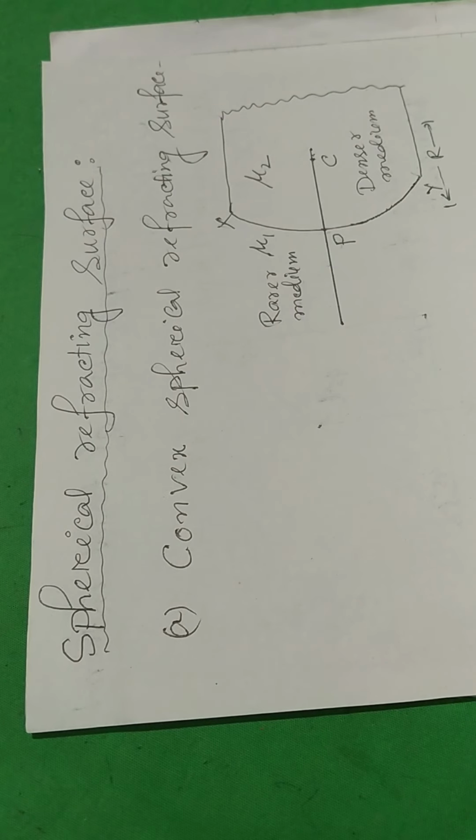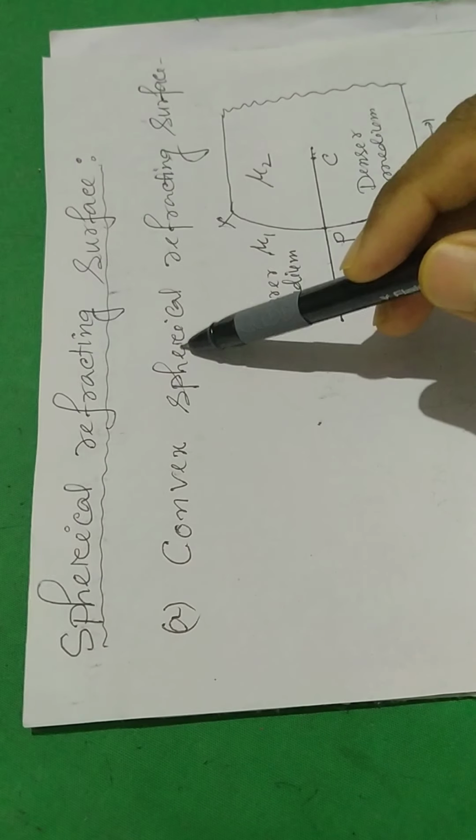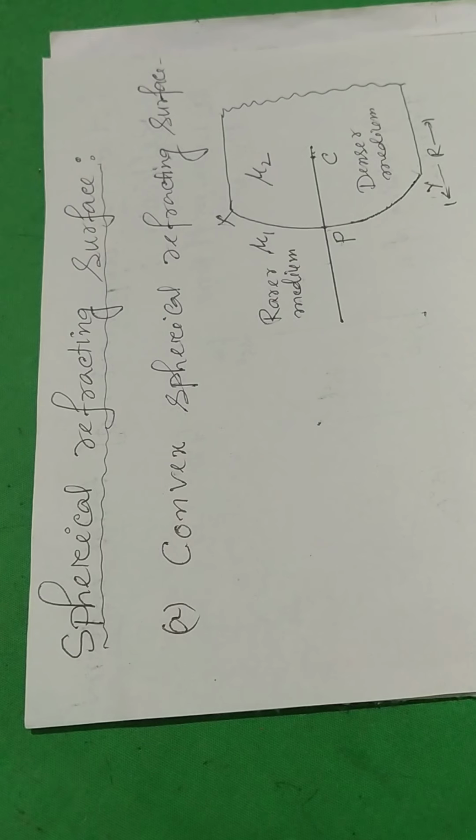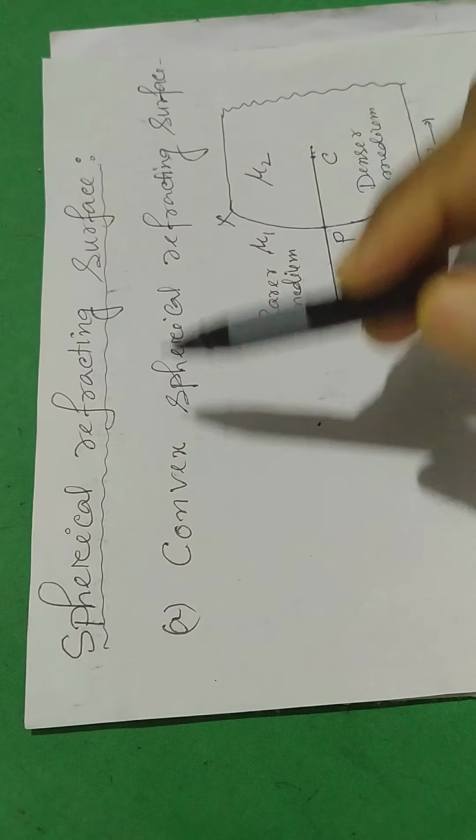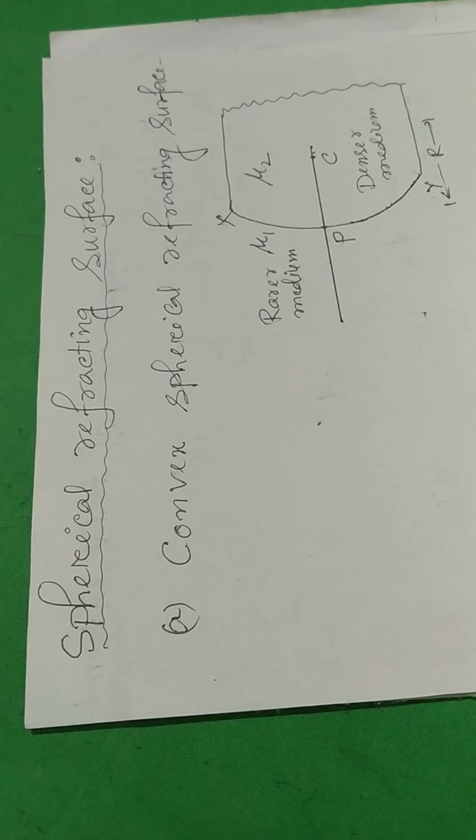The spherical refracting surfaces are of two types. Number one, convex spherical refracting surface, and number 2, concave spherical refracting surface. Now let us start convex spherical refracting surface. What is convex spherical refracting surface? The spherical refracting surface convex towards the rarer medium is called convex spherical refracting surface.